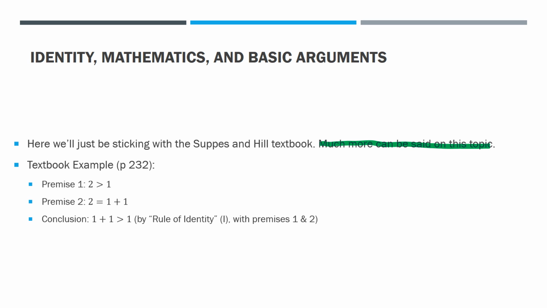And here's an example of an argument. It's very basic, very simple, but here it is. We have premise 1. We're told that 2 is greater than 1. Premise 2, that 2 is equal to 1 plus 1, or that 2 is simply identical with 1 plus 1. And then we get the conclusion that 1 plus 1 is greater than 1 by the rule of identity with premises 1 and 2. Now clearly what's going on is that we're told that 2 is identical with 1 plus 1. We're told that 2 is greater than 1, but because 2 is identical with 1 plus 1, 1 plus 1 must be greater than 1, just like 2 is greater than 1. It's really as simple as that.